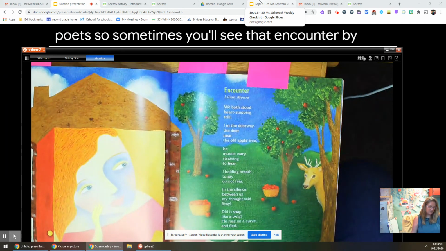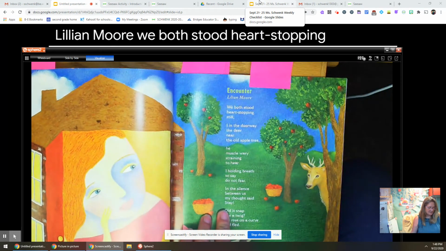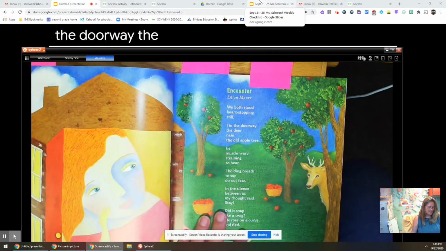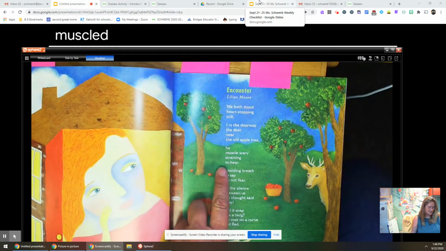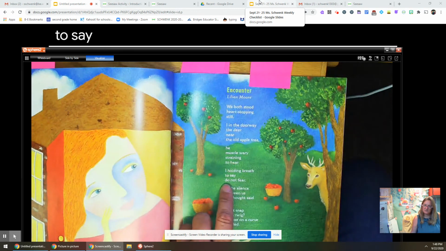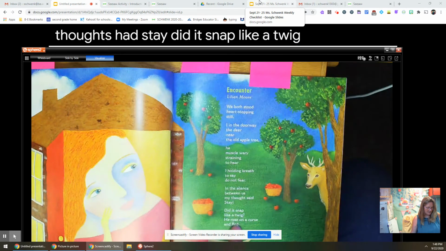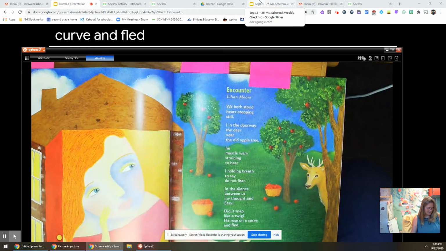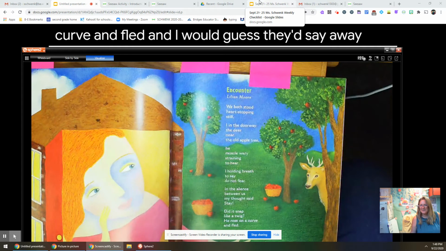Encounter by Lillian Moore. We both stood heart-stopping still, I in the doorway, the deer near the old apple tree. He muscle-weary, straining to hear, I holding breath to say, do not fear. In the silence between us, my thought said, stay. Did it snap like a twig? He rose on a curve and fled.